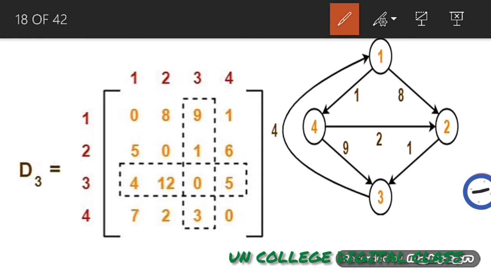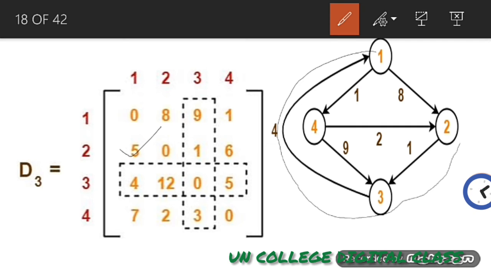2 to 1 is 5. Okay, how? 2 to 1 is 5 because here we are moving from 2 to 3, which is 1, and from 3 to 1, which is 4. So 1 plus 4 equals 5.